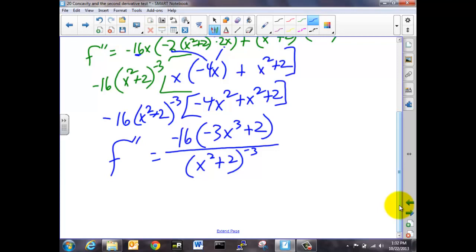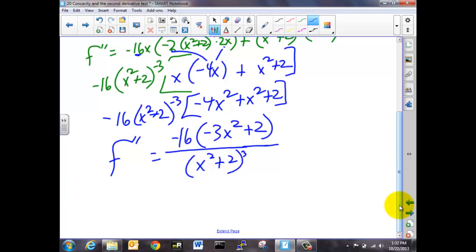We're ready to start the problem now, because we took out to the negative 3, right? So when I move it down, that negative 3 becomes a positive 3. Oh, it shouldn't be cubed, should it? Geez, I'm not very good with this stuff. All right, negative 3x squared plus 2.